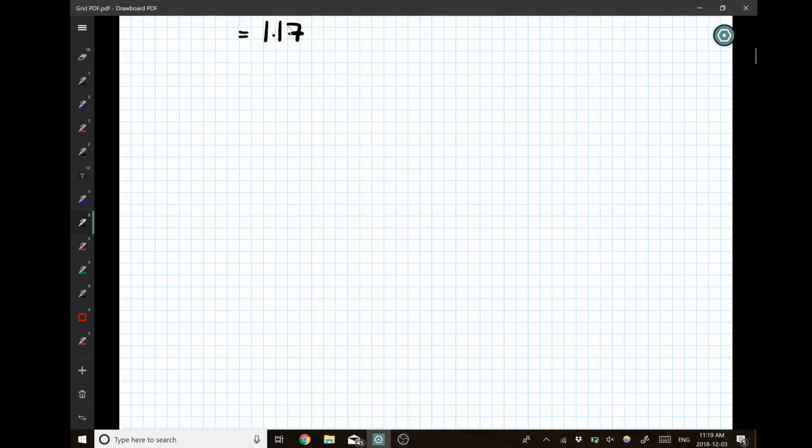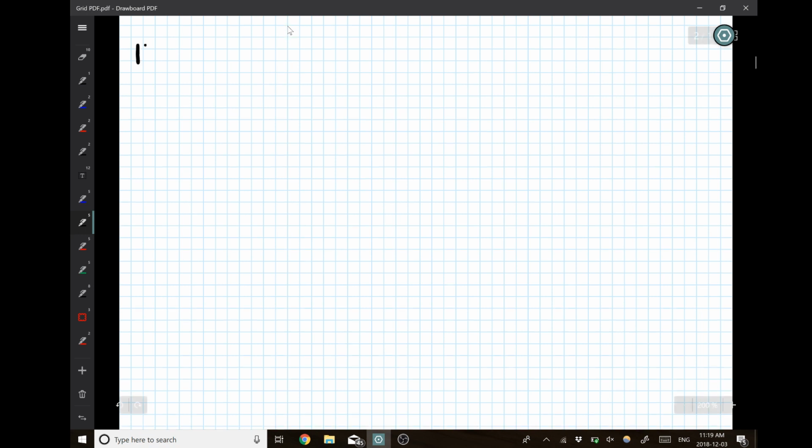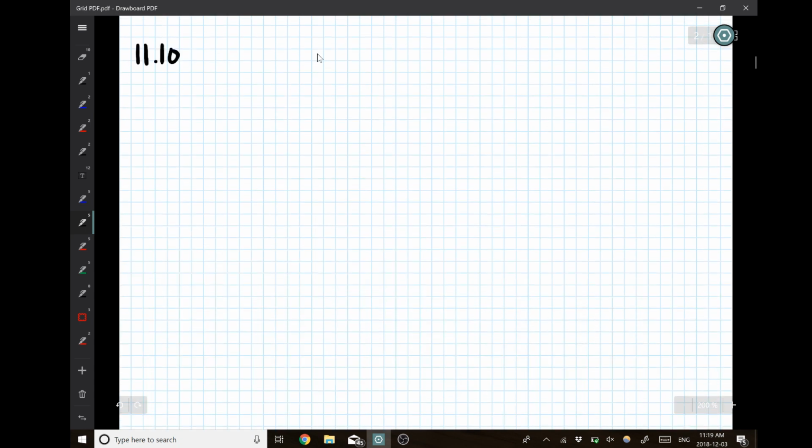So the next question I'm going to go over is question 11.10. And for question 11.10, you don't necessarily need the diagram that I provided, but it refers to it, so I put it in there. This is a rate of consolidation question.